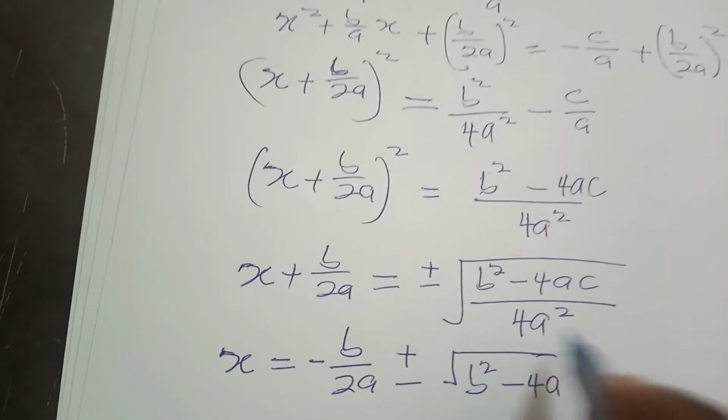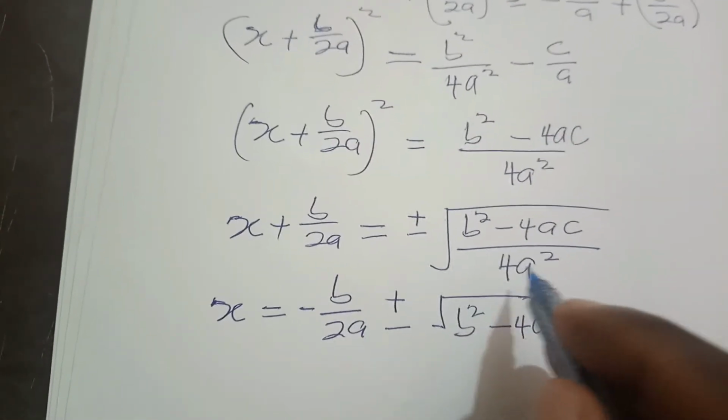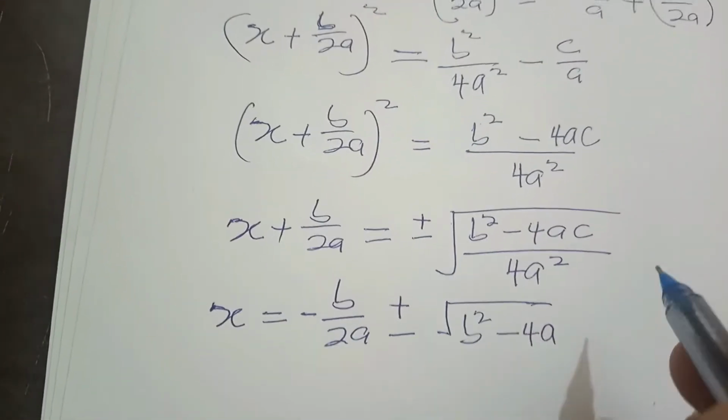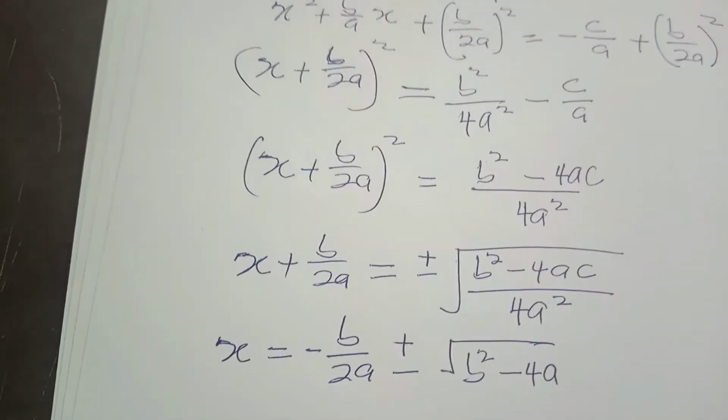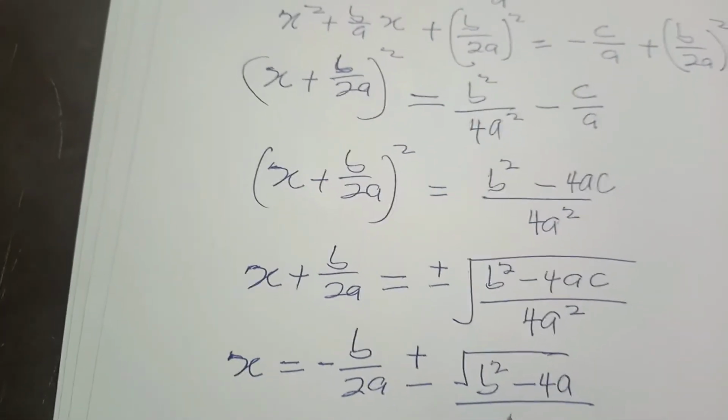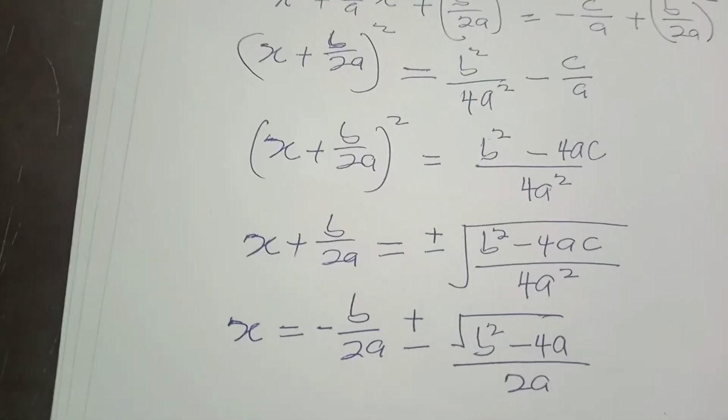Then the denominator is a perfect square. This is 2a squared. So the square root of 2a squared is 2a. So that gives us 2a now.